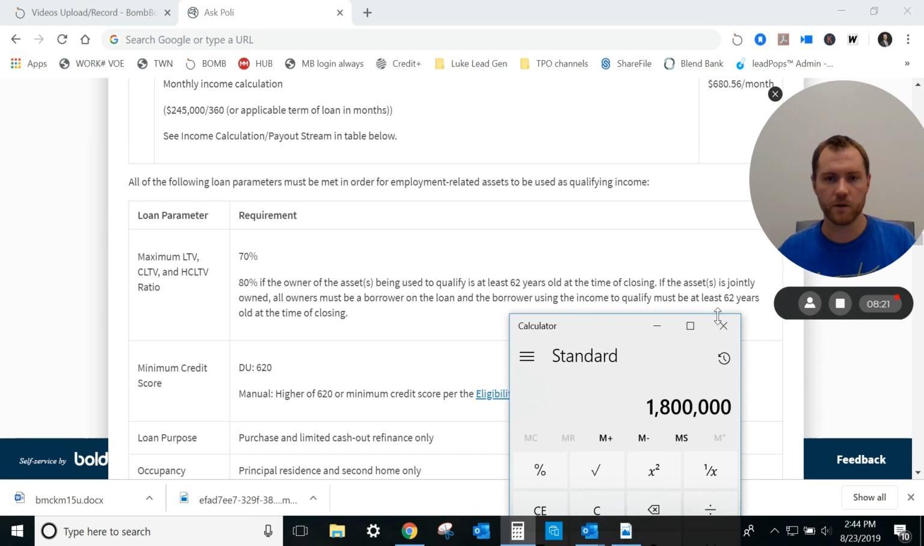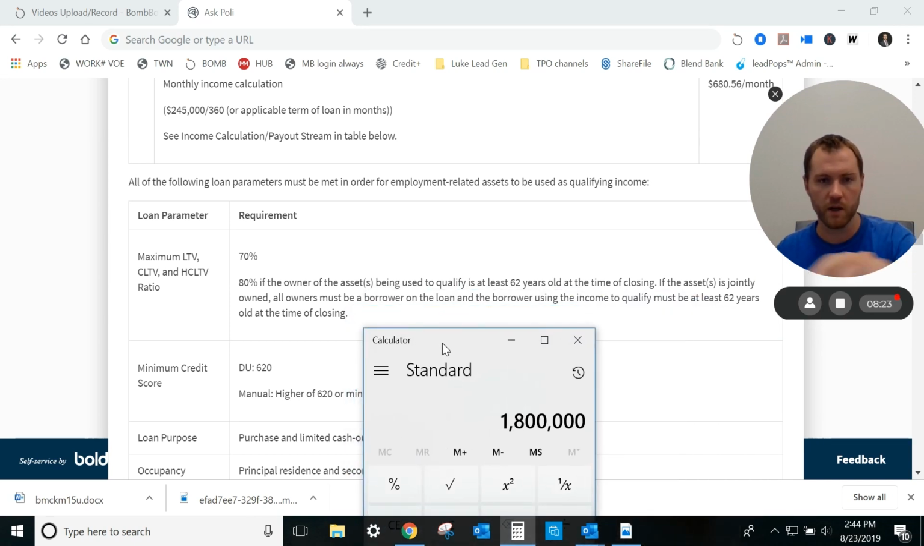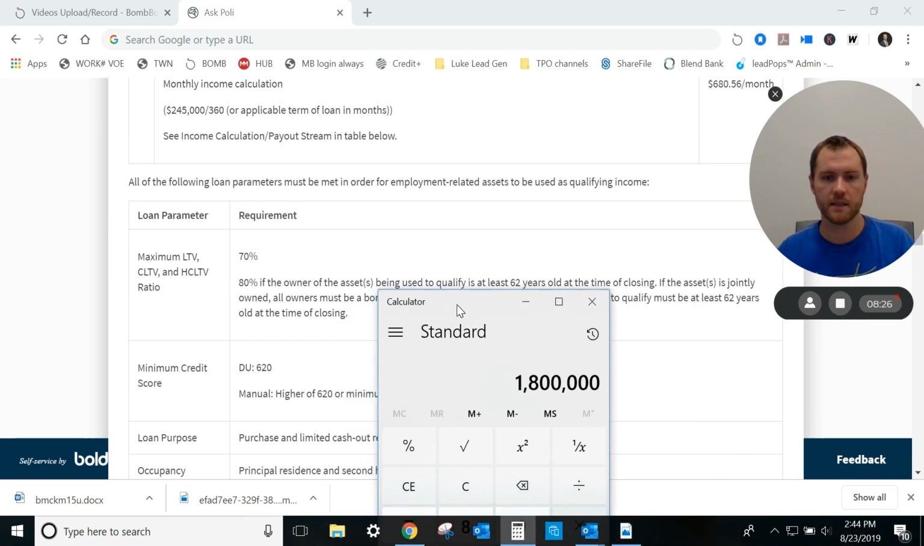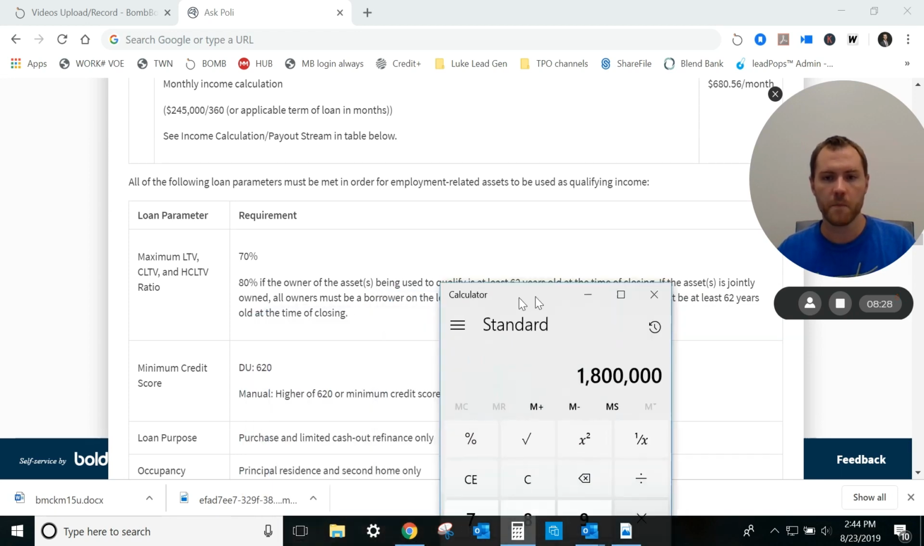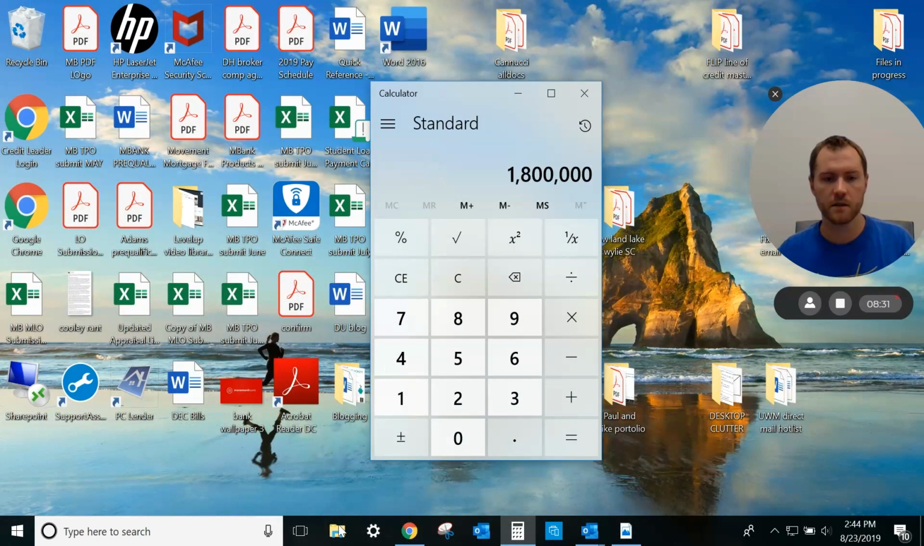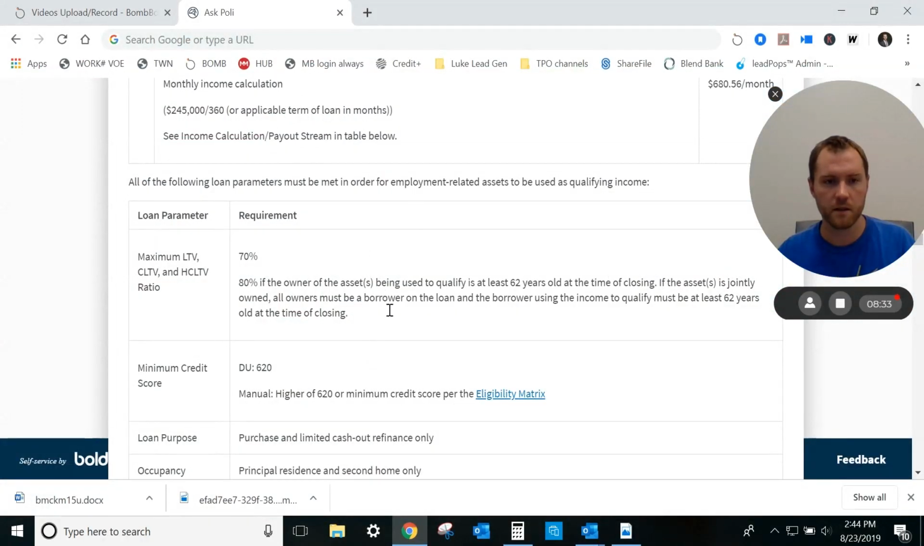So let's move my beautiful face out of the way and let's read through them. If the owner of the assets is at least 62, if it's jointly owned, there we go. That was weird. The owner of the assets is at least 62, or you meet the rest of this jargon. If you're 62, chances are you're probably taking distributions off of the 401k, but that is not always the case. So we're just going to plan for 30% down right here, the path of least resistance for you.